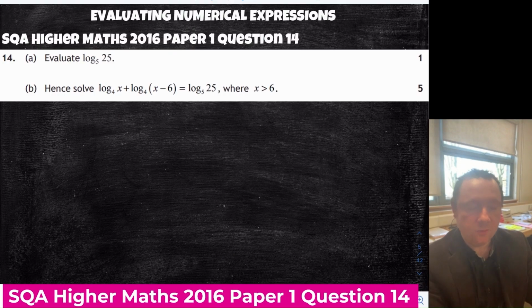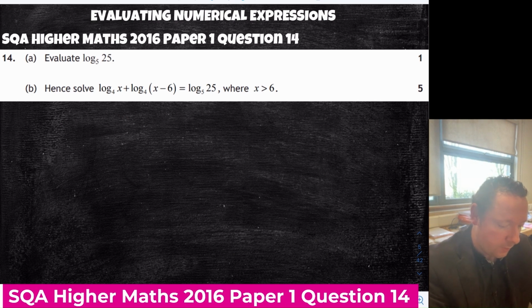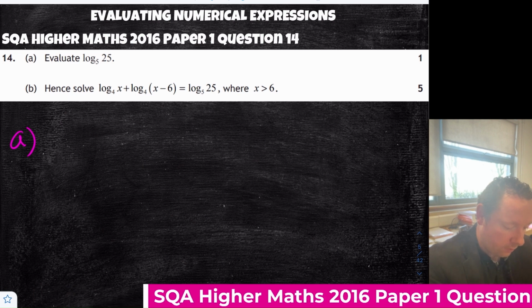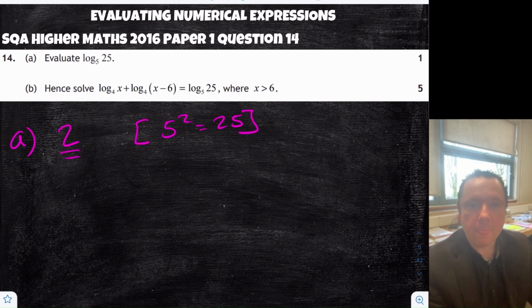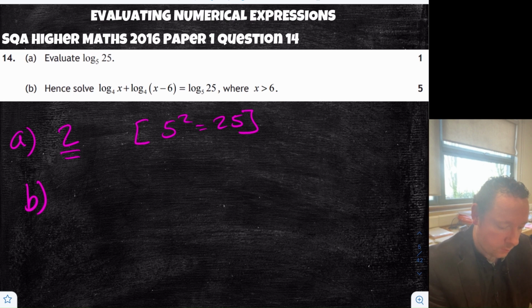Evaluating numerical expressions for logs, SQA Higher Maths 2016, Paper 1, Question 14. Part A, evaluate log base 5 of 25, 2, because remember that means 5 squared equals 25. It's as simple as that. Part B, hence solve log base 4 of x plus log base 4 of x minus 6 equals log base 5 of 25.